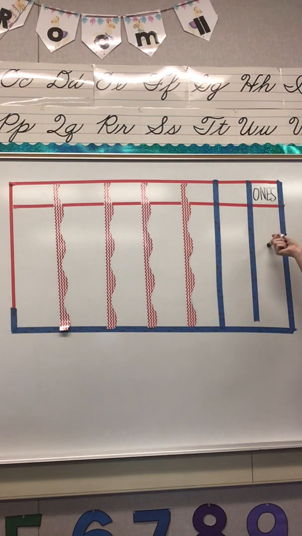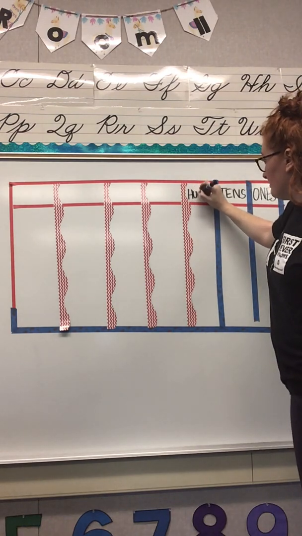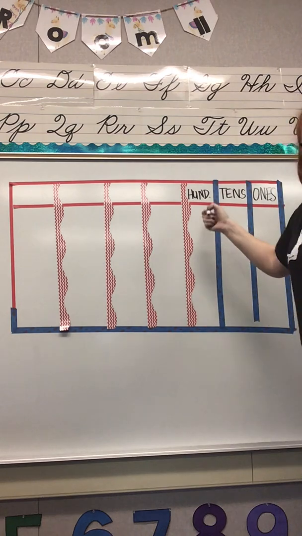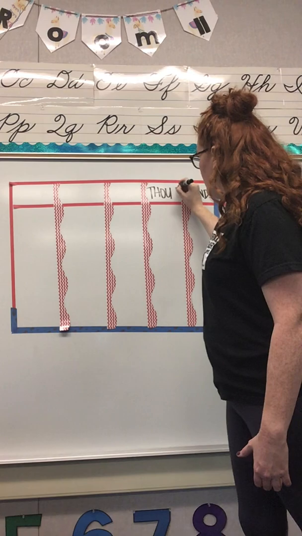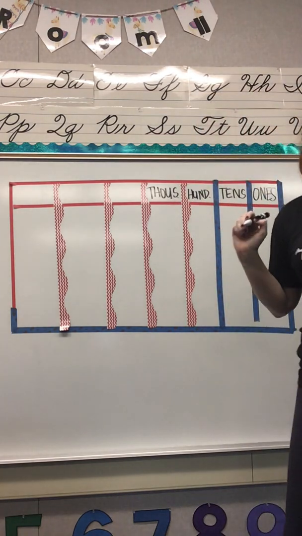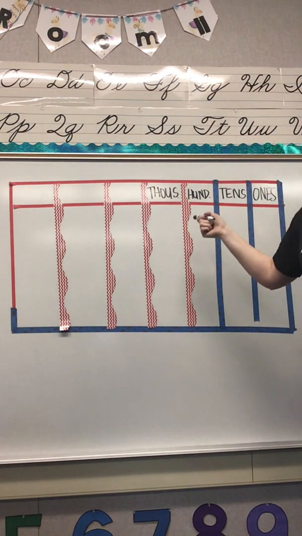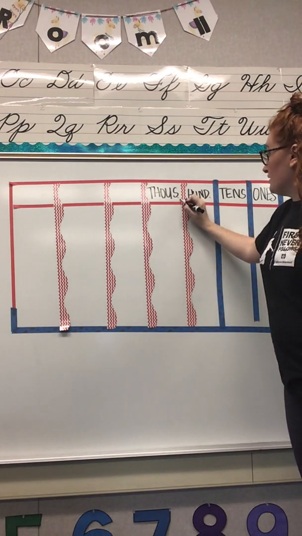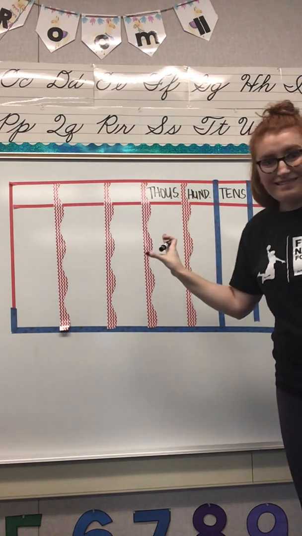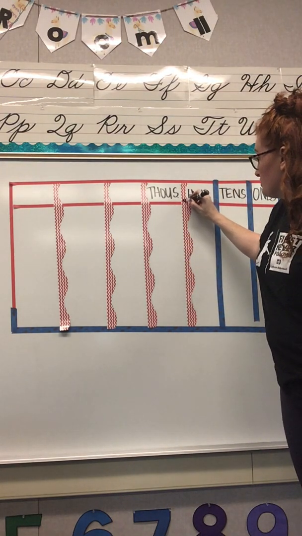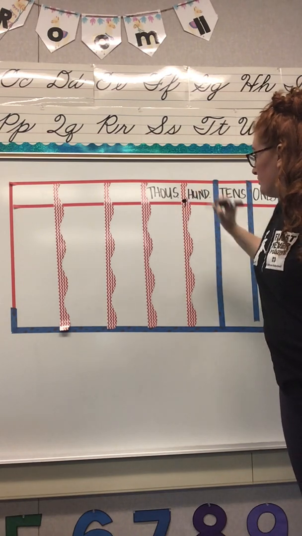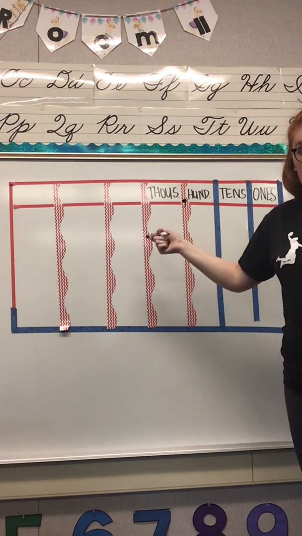So the first section is the ones place, then we have the tens place, and then we have the hundreds place, which is going to be my first abbreviation. Then we have the thousands place, and if you don't remember, every three numbers in a number is called a period. And here is where you would draw your first comma, separating the first period from the second period.